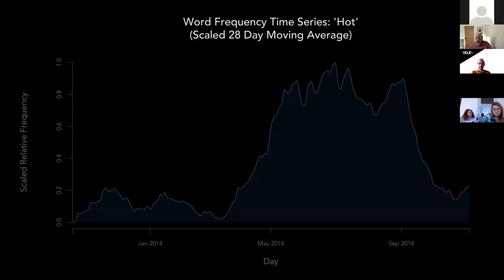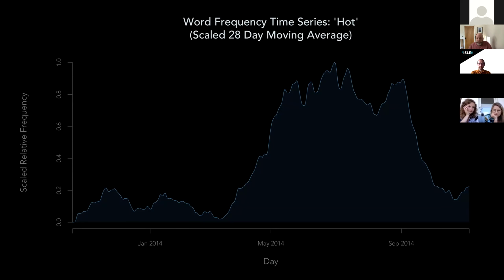So first, let's take a look at a few of the ones we've already seen, just to show you what they look like. Maybe you have them in your head. So here, for example, is the 28-day scaled moving average for hot. You can see that a lot of the local variability has been smoothed over. And you can also notice as we go through these that the y-axis, these scaled relative frequencies, always stay comparable here.